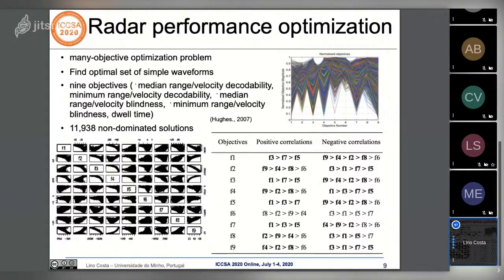Just the other problem. For the radar performance optimization, we have a larger number of solutions, more than 11,000, and you can see in this graph, this is a path value graph, that it is almost impossible to identify the trade-offs. So by computing the correlations, we can find some information here. For instance, the objective F6 is not correlated with the others.